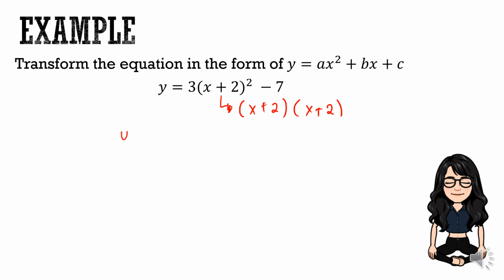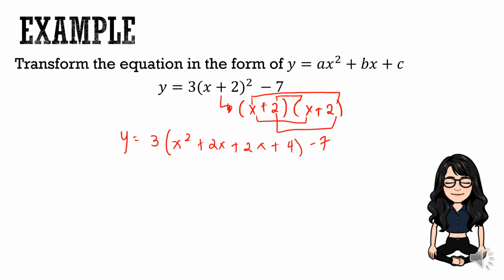So using that, we have y equals 3 times. So we have x times x, we have x squared. 2 times x, we have positive 2x. Then another 2x. And the last term, 2 times 2, we have 4, minus 7. Then combine similar terms. So similar terms are 2x and 2x. So we have y equals 3 times x squared plus 4x plus 4 minus 7.